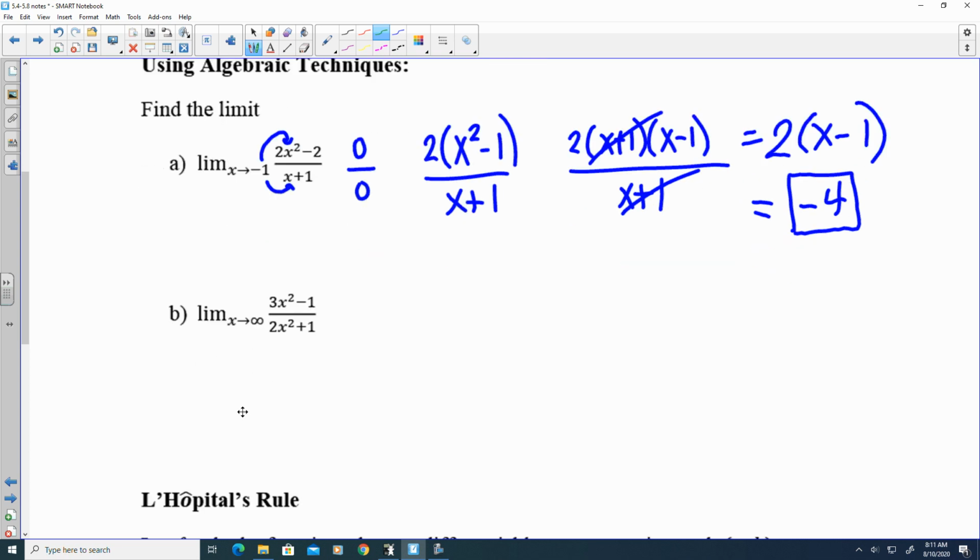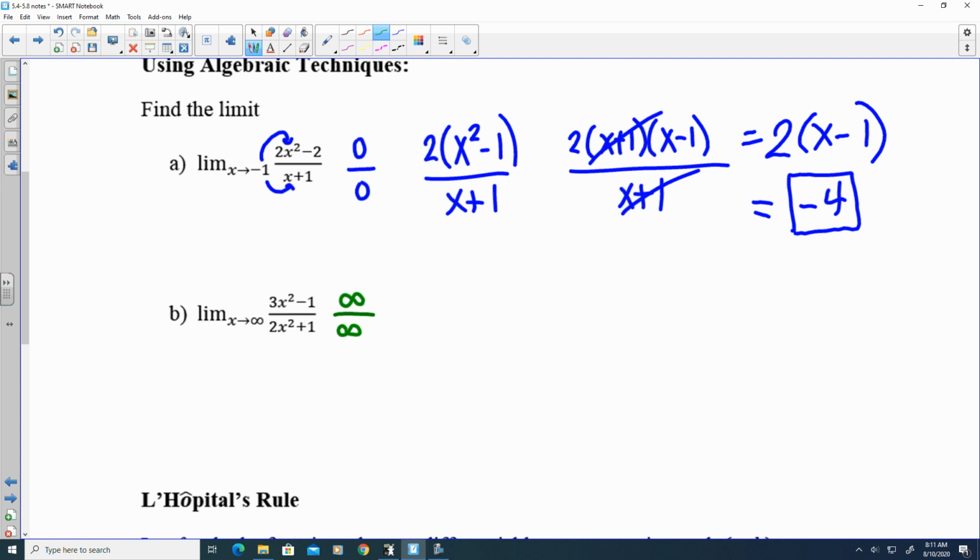This we should have been able to do in chapter 1 when we were talking about limits. Letter B we could not have done in chapter 1 because this is an infinite limit, but let's see if we know what to do here. So if I essentially plug in infinity, which is kind of a weird concept, but if we're looking at what the functions are doing at infinity, we're going to have infinity over infinity.